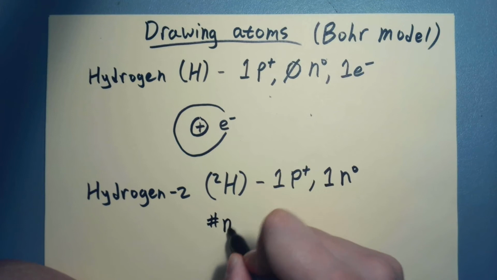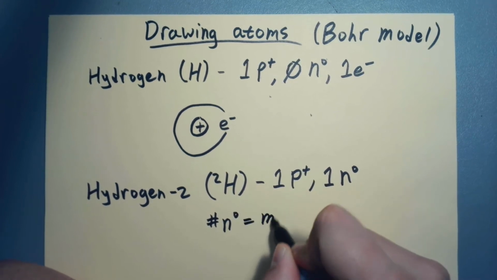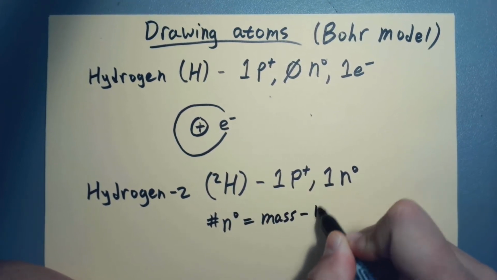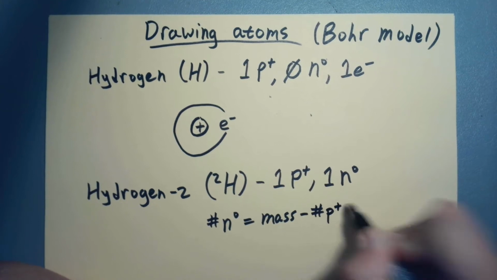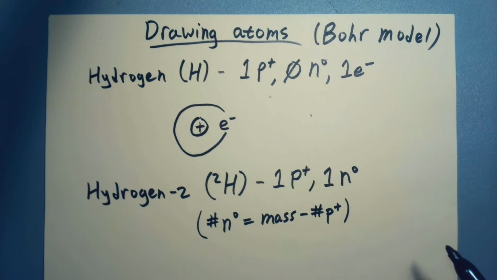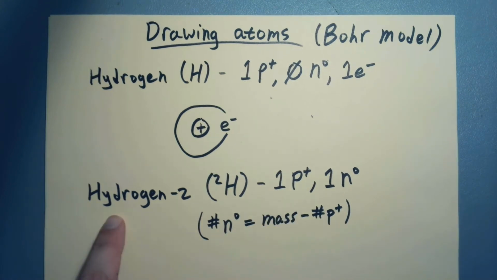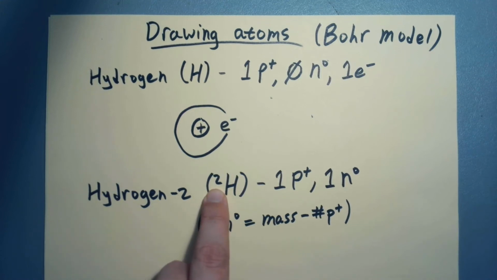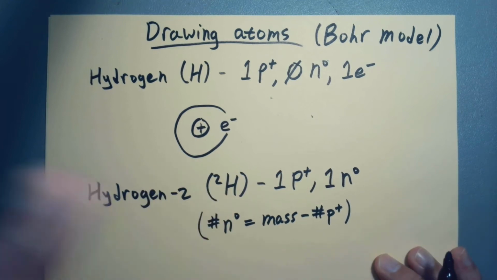So number of neutrons is mass minus number of protons. So keep that in mind. How do we know how many neutrons there are? Well, we get the mass from the periodic table, or it's given to us in the name, and then the number of protons is given to us by the element. So we subtract number of protons from the mass, we get number of neutrons. So in this case, this is hydrogen 2, which has a common name of deuterium. So it's a fancy isotope.